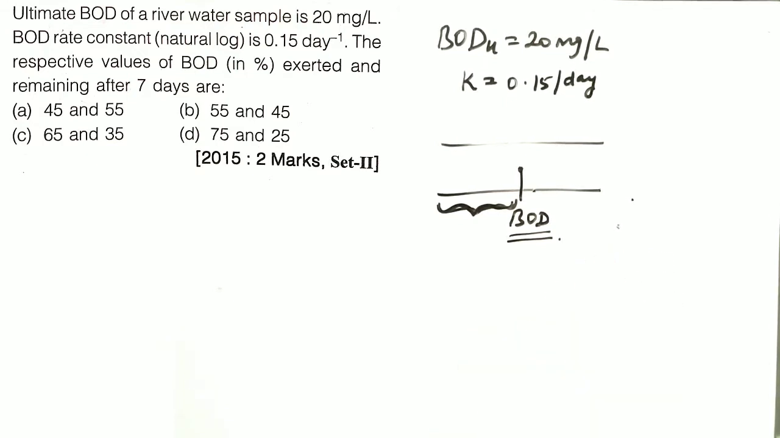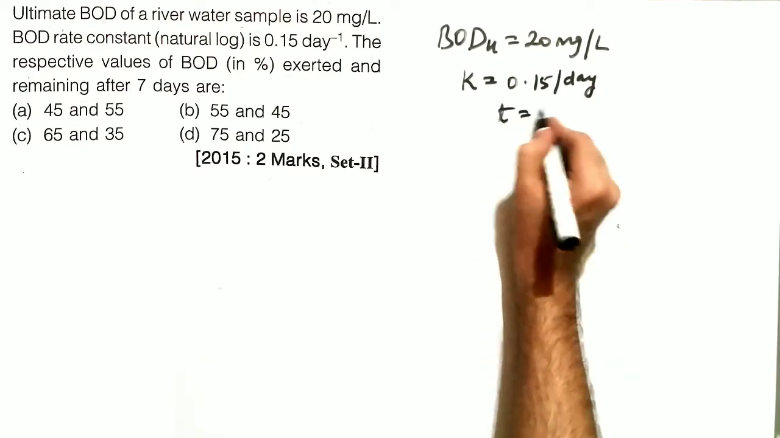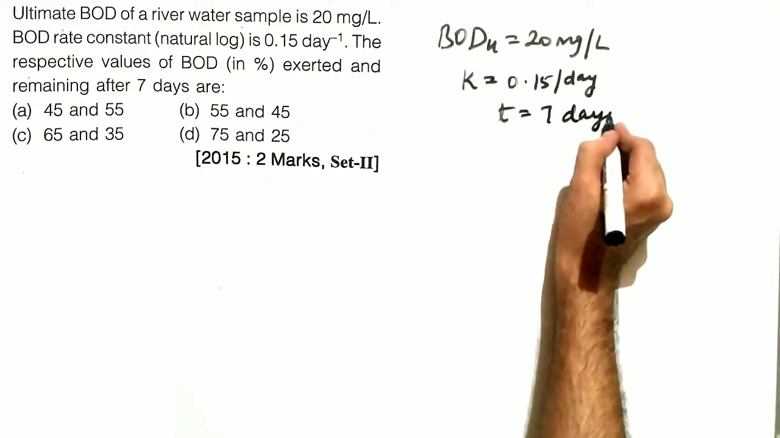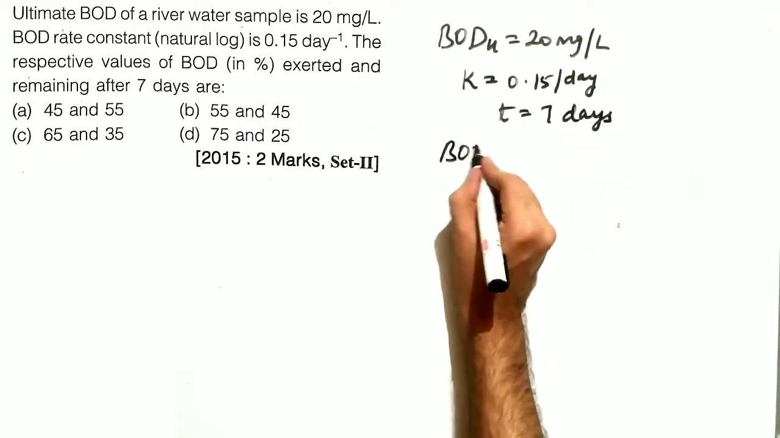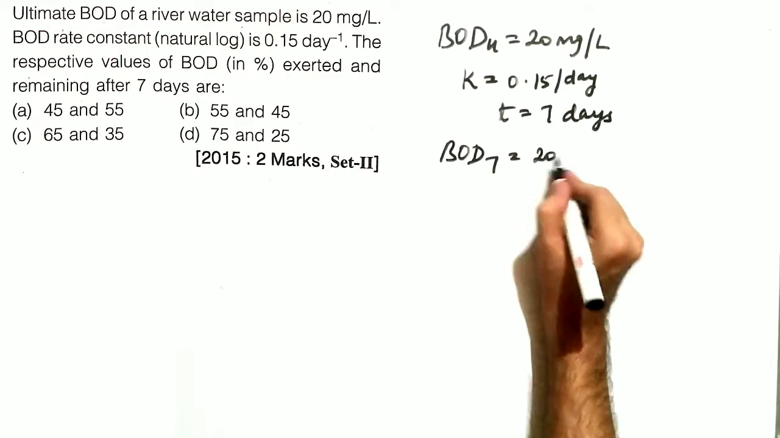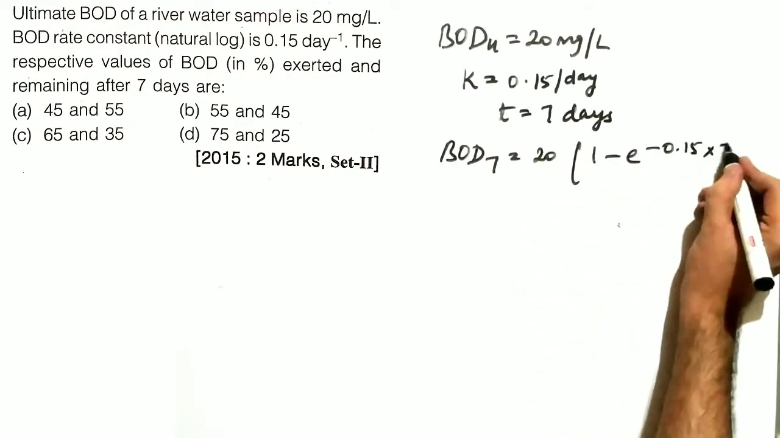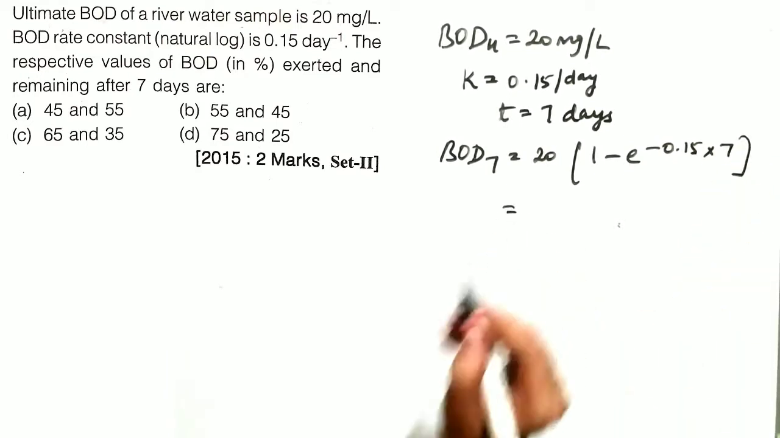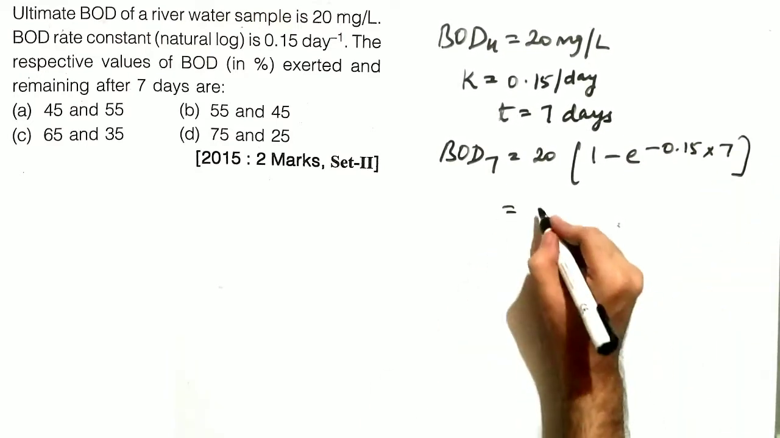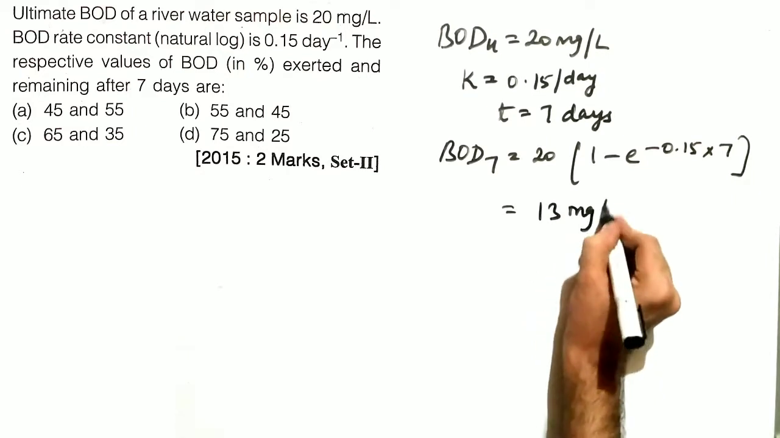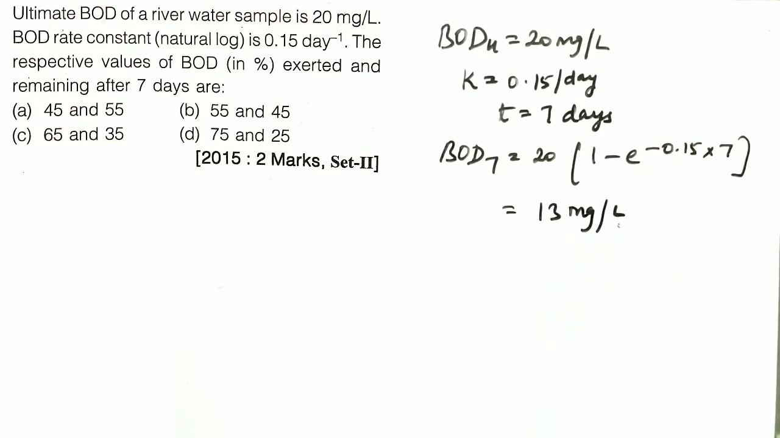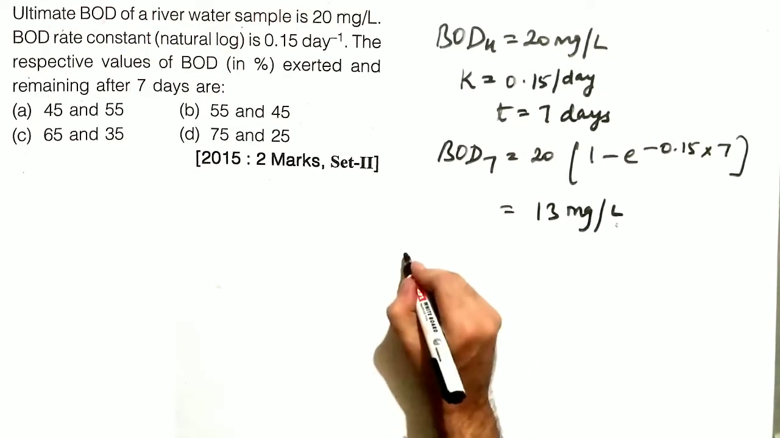So the question is asking you to calculate BOD exerted as well as the BOD remaining at t equals 7 days. So simple direct formula, BOD 7 equals BOD ultimate into 1 minus e to the power minus k into t. As simple as that. So when you solve this, it will come out to be 13 milligram per liter. Yeah, that's the answer. But the question is asking you the values in percentage, BOD exerted and BOD remaining.